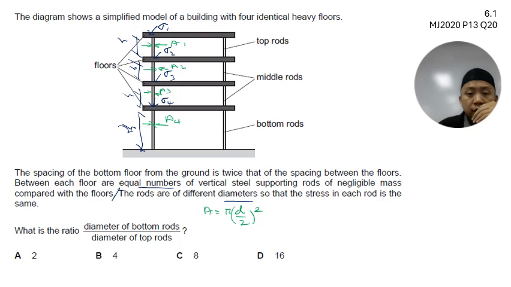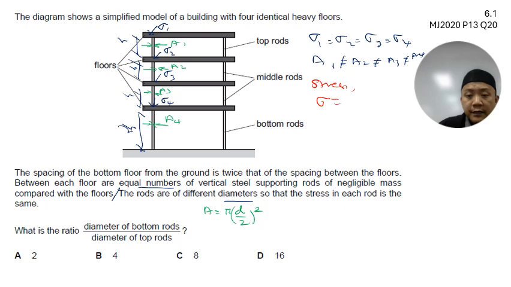Now, in order to ensure that stress 1 is equivalent to stress 2, is equivalent to stress 3, is equivalent to stress 4, the areas or the diameters are different from each other. This is intuitively consistent. Why? Because we know that the formula for stress is the force divided by the area. So if the areas are not the same, that means the force is also not the same.